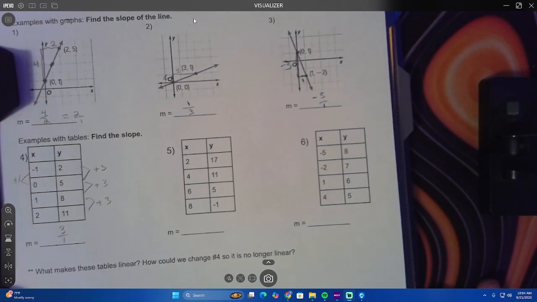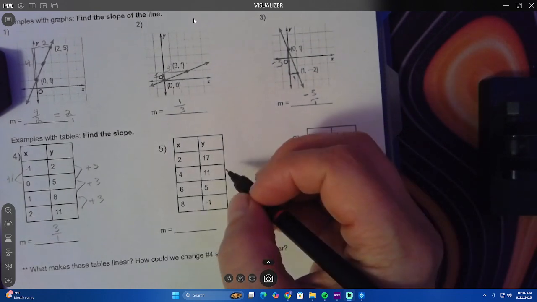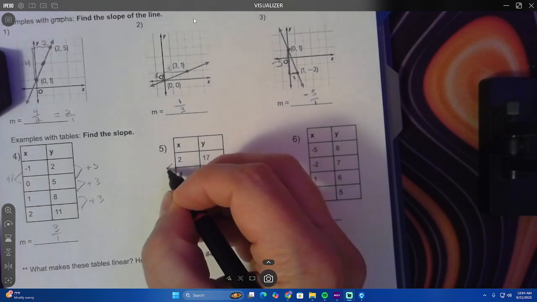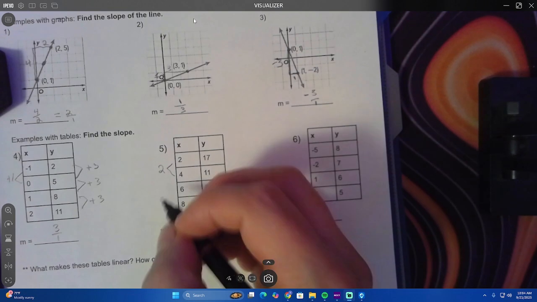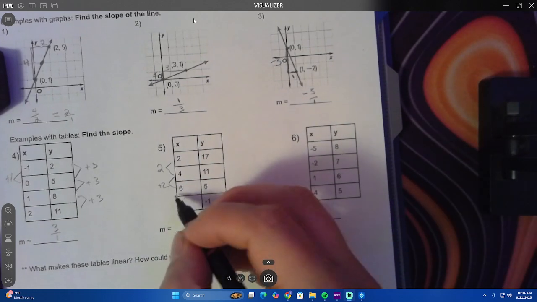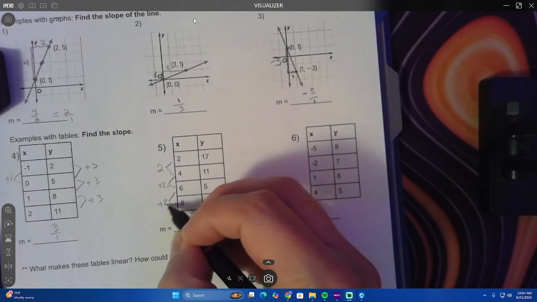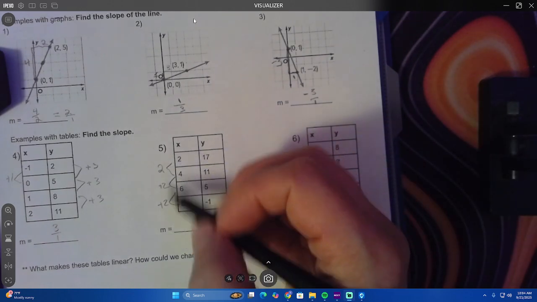So another example on number 5 is I want to find the difference in the x's. So what did I do to go from 2 to 4? I went plus 2. What did I do to go from 4 to 6? I went plus 2. What did I do from 6 to 8? Plus 2. One thing I'm doing here is checking that I have a consistent rate of change.